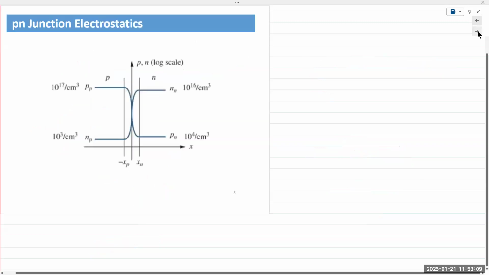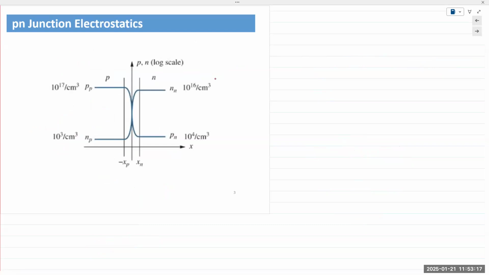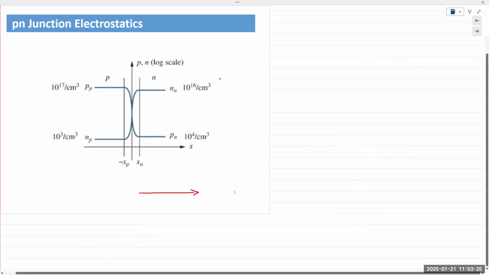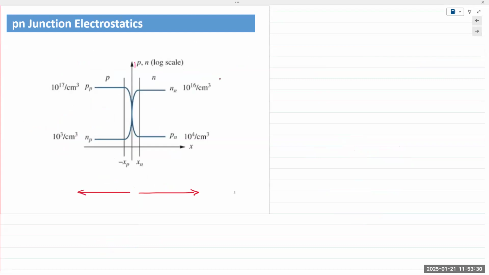So if we draw a one-dimensional graph, this is the x direction. Actually, it's not quite one-dimensional. X does signify the distance, but I like to call it one-dimensional, because the only quantity in here, if you're interested, is the concentration of the holes and the electrons. And that is in the positive y direction. So number of carriers, or the carrier concentration.